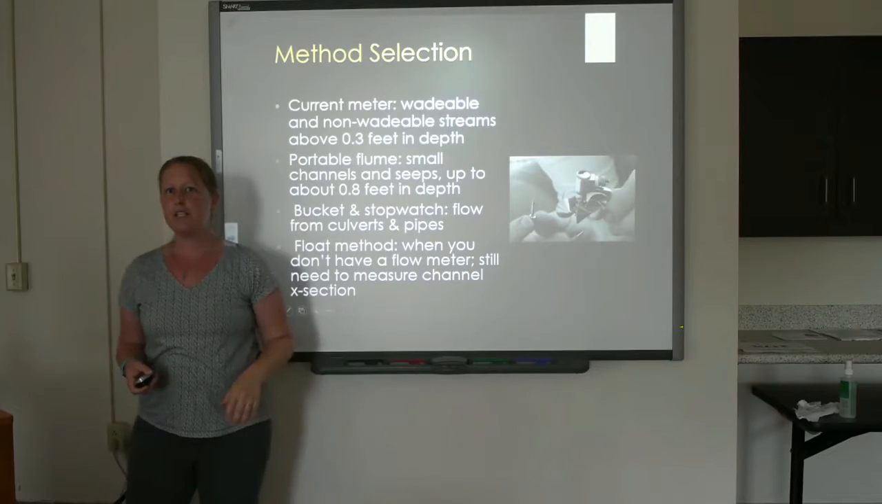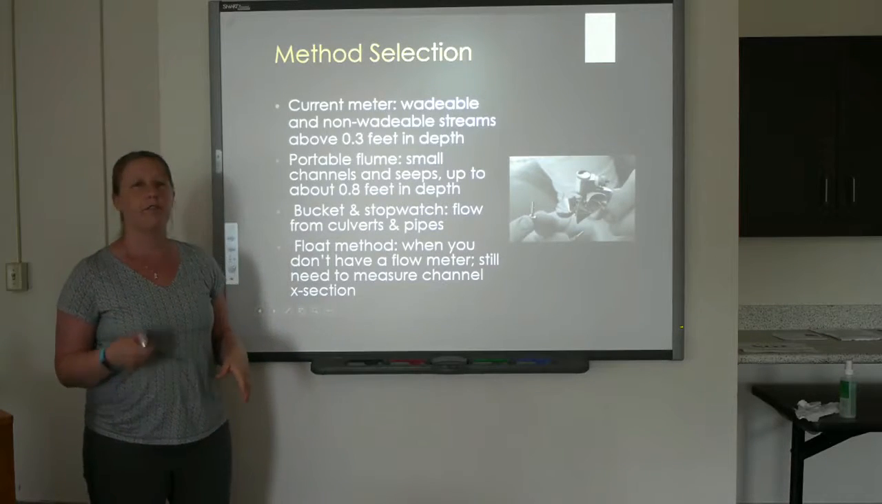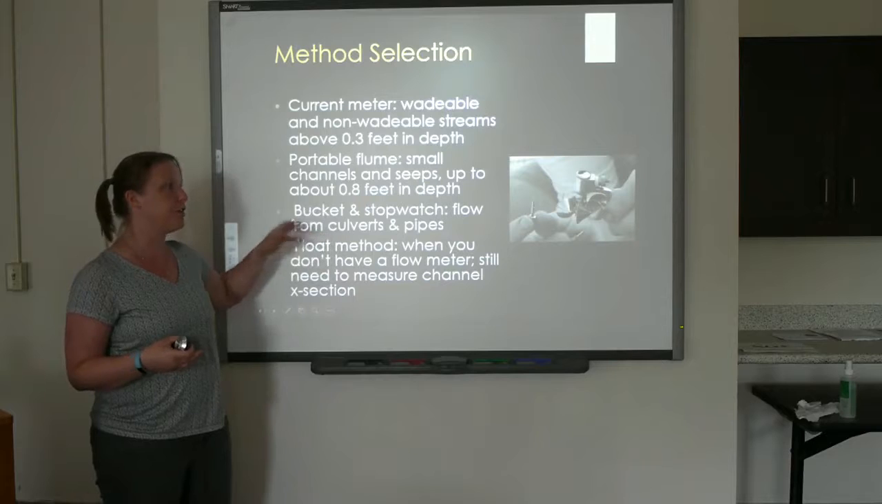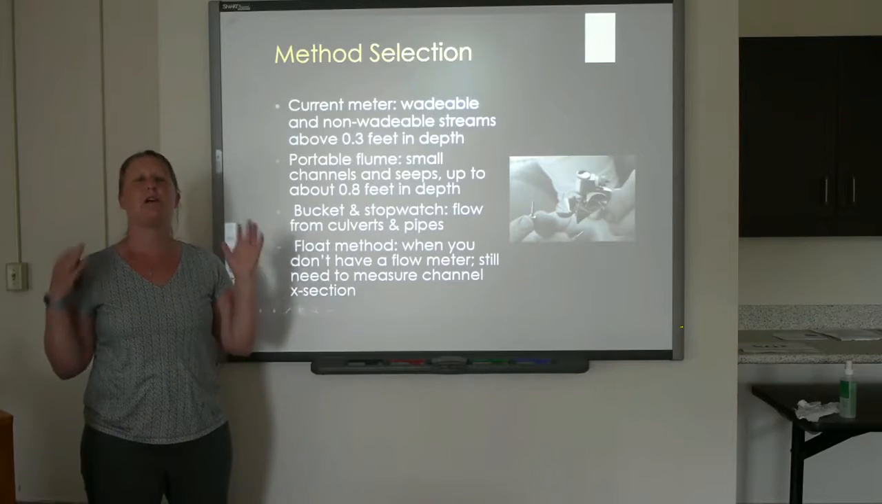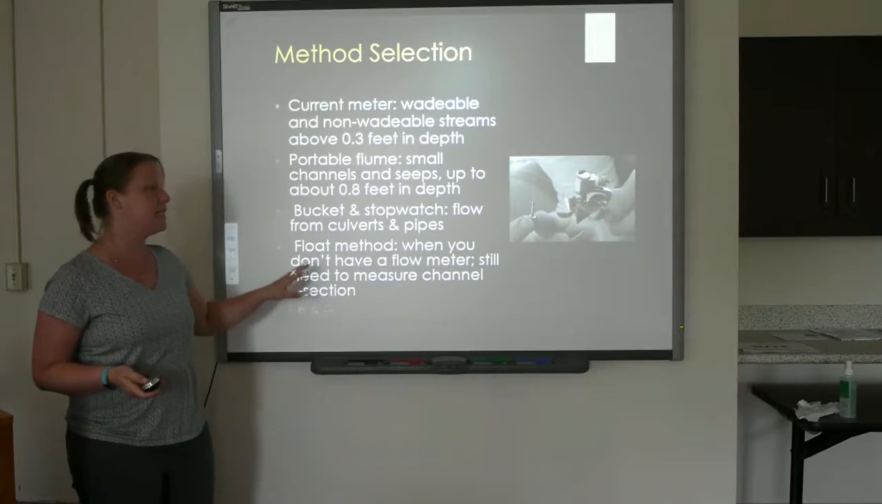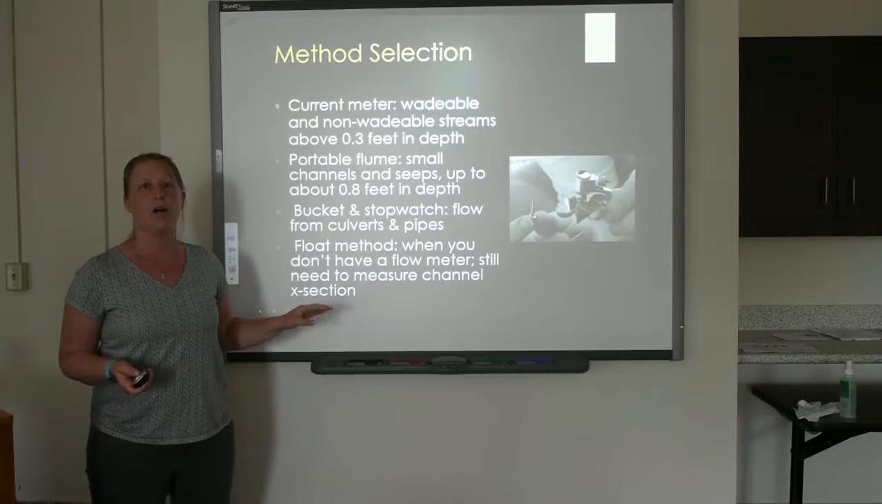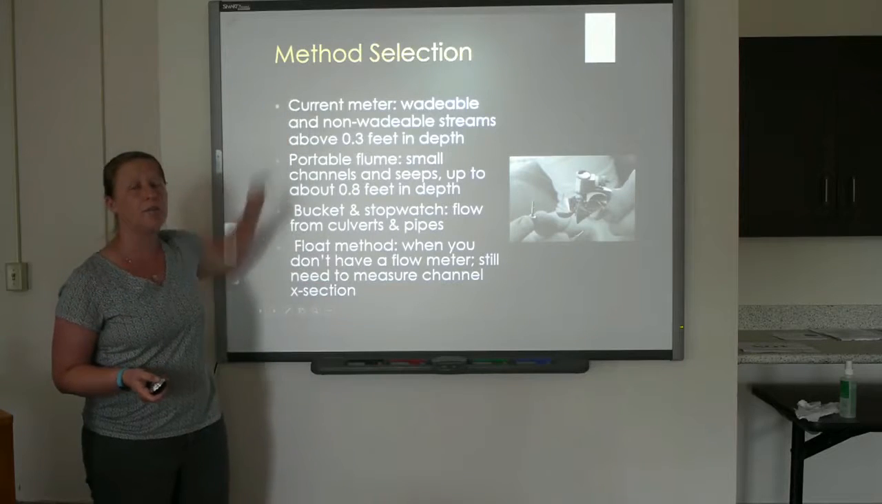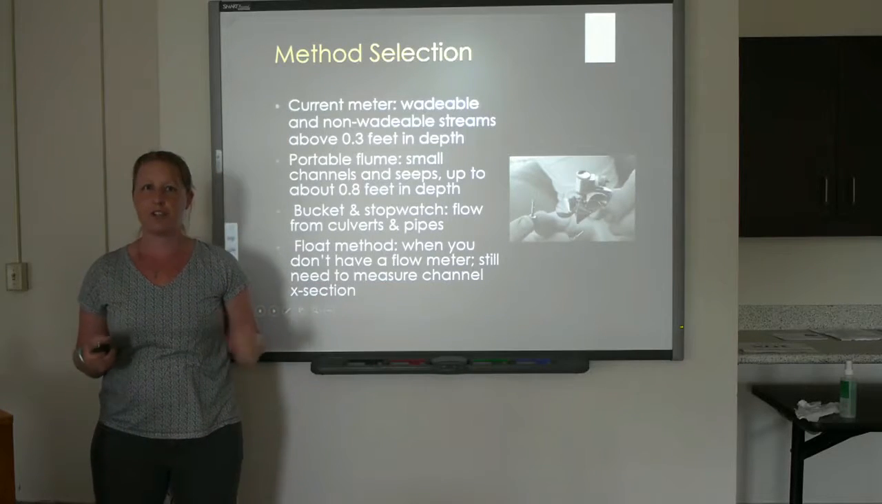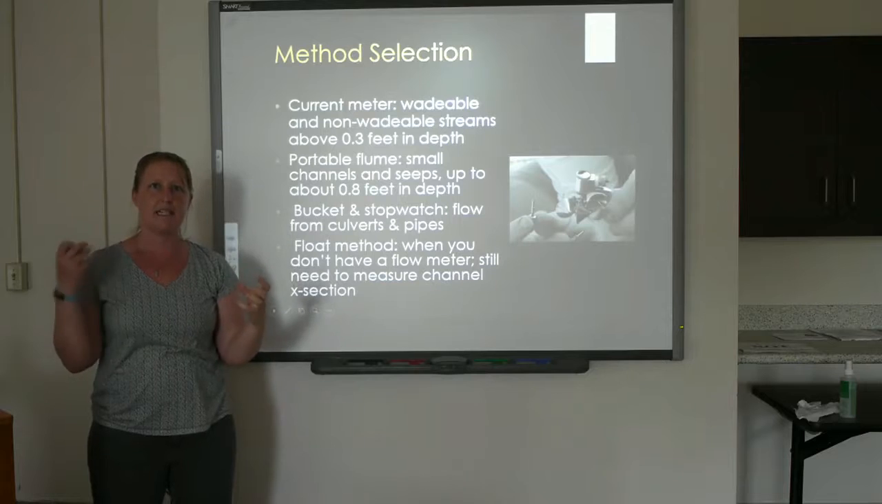A bucket and stopwatch is great for flow from pipes and culverts where you can stick a bucket under something. And the float method is what you do when you have no other choice, but you still want to measure flow. The thing to remember with the float method and current meters is that you have to measure the cross-sectional area so that you have velocity and area.